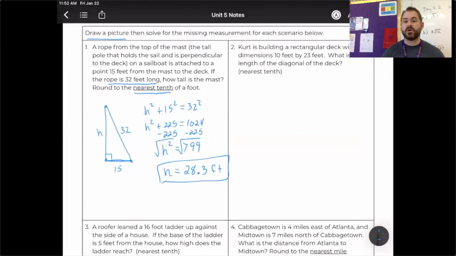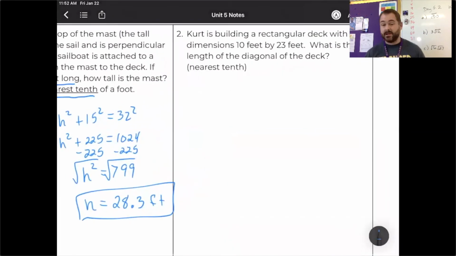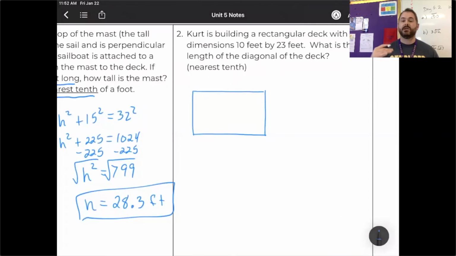Okay, so number 2, Kurt is building a rectangular deck with the dimensions 10 feet by 23 feet. So what's the length of the diagonal of the deck? Again, you want to focus on a drawing that has a right triangle in it. Well, rectangular deck is just a rectangle. We don't really care how you align this on your paper, but the dimensions are 10 feet and 23 feet.